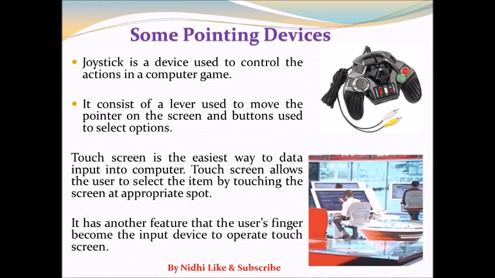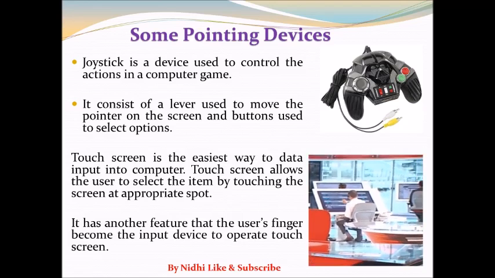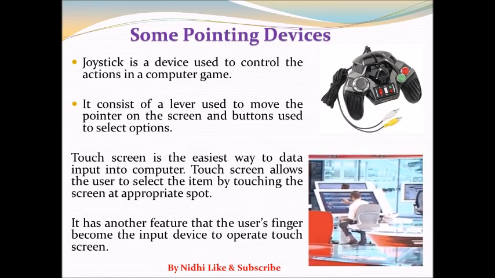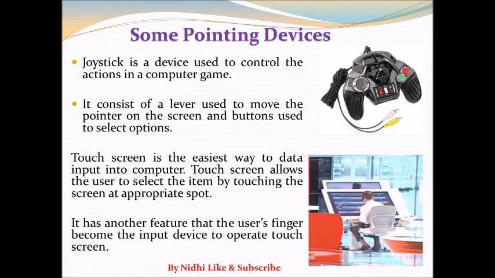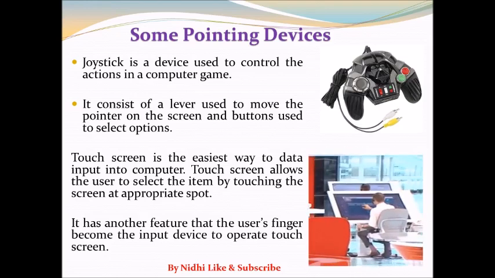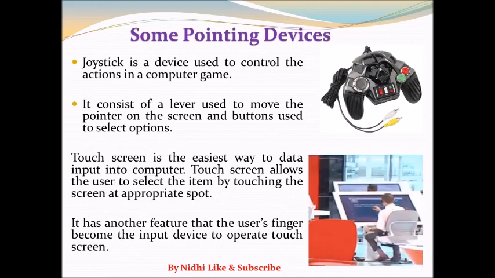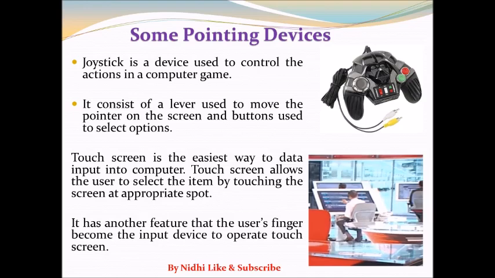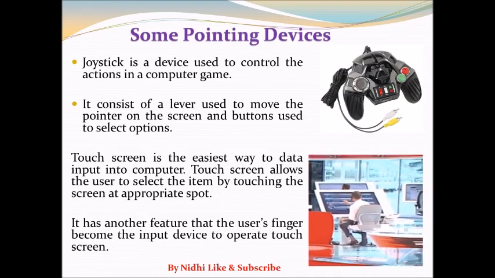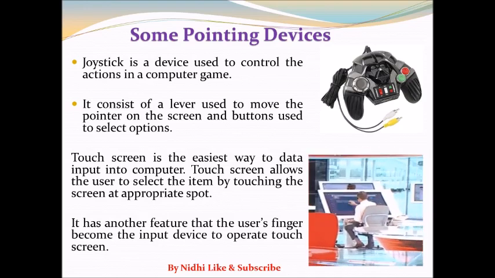And here you can see a touch screen also. It is the easiest way to enter data in a computer. A touch screen allows the user to select an item by touching the screen at the appropriate spot. It has another feature: the user's fingers become the input device to operate the touch screen. So this is about the touch screen. Okay. Next input device is the microphone.